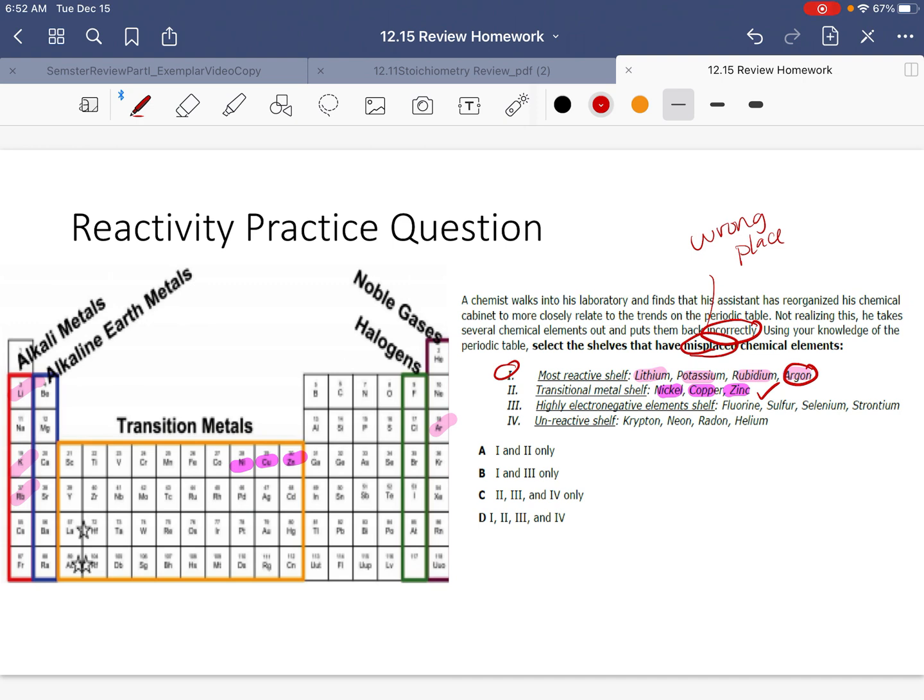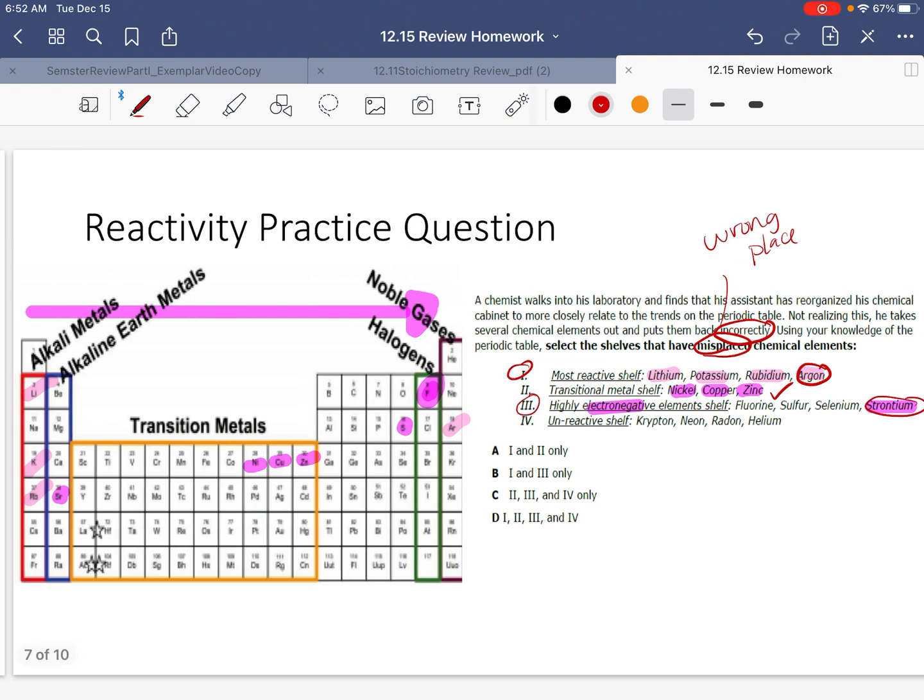Then we have fluorine, sulfur, selenium, strontium. Fluorine, sulfur. We have selenium somewhere down here. I'm sorry, I can't see it. And then I have strontium over here. It's talking about highly electronegative. If you remember electronegative, your most electronegative is fluorine. And we have strontium way over there. So that strontium is what throws us off. And that tells us this is incorrect.